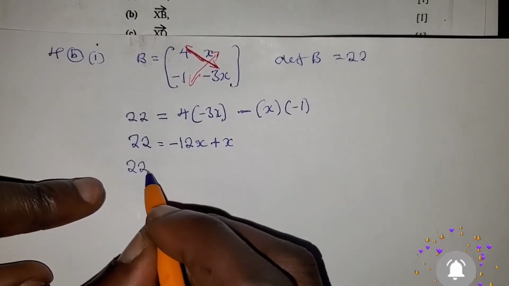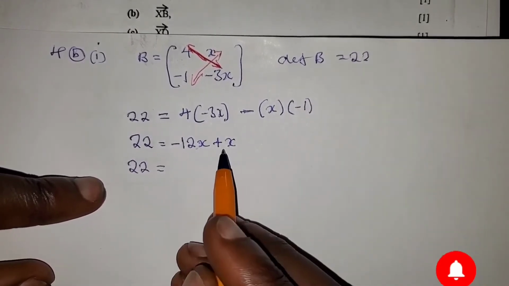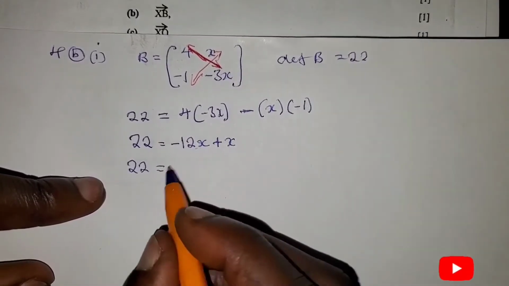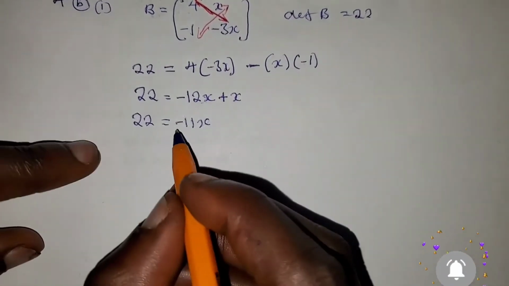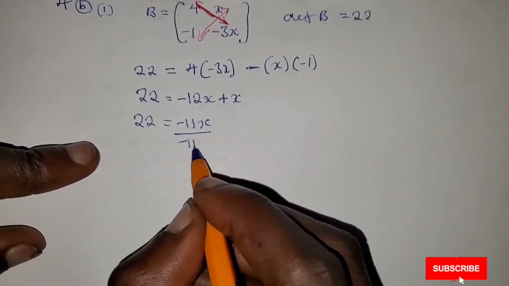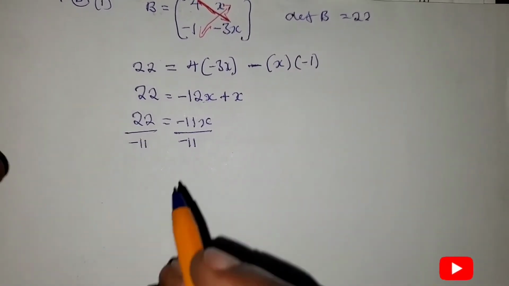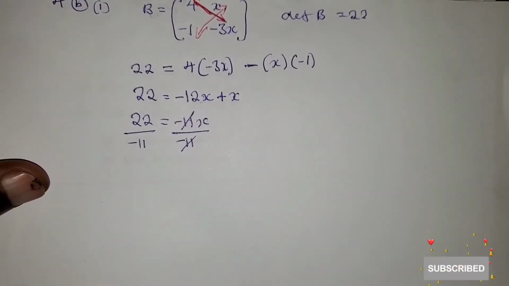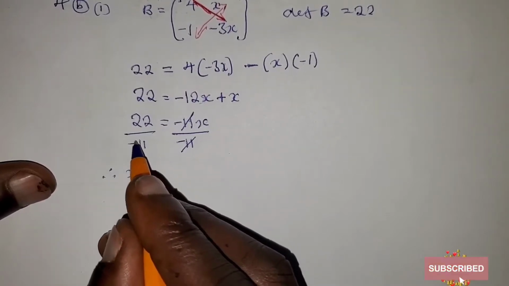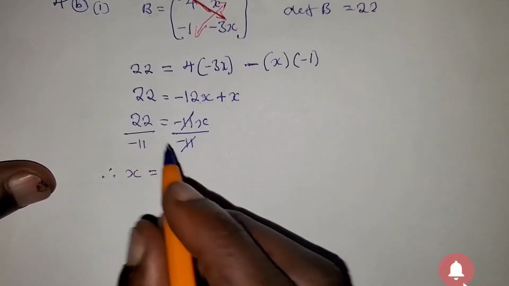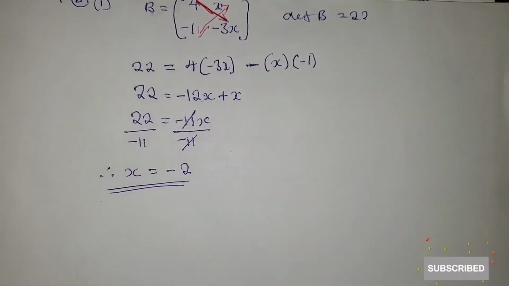So we have 22 is equal to -12x plus x. These are like terms, so you can add. -12 plus 1 is -11x. Then we want to find the value of x. We divide both sides by -11. So this -11 and this -11 cancel. Therefore x is equal to, negative times positive is negative, 11 to 22 goes twice, 2 times. So x is -2. So this is the value of x.